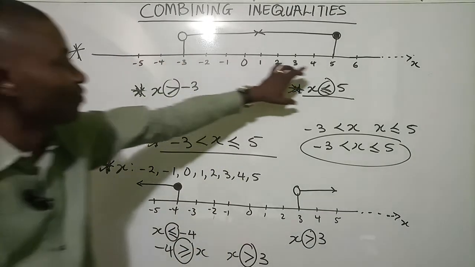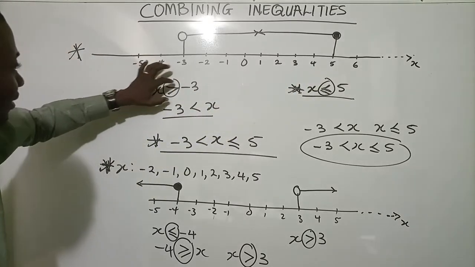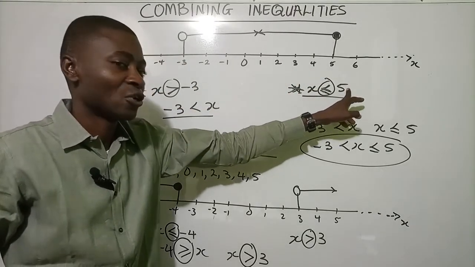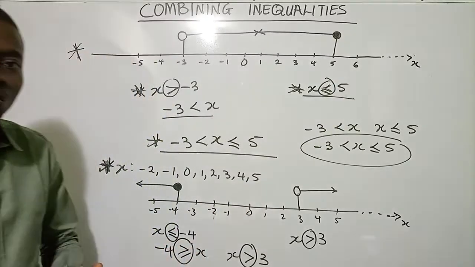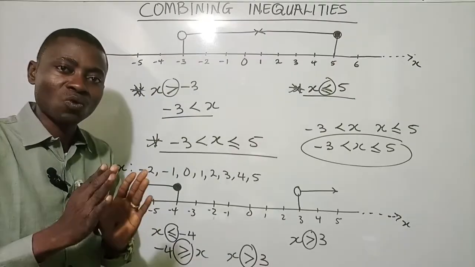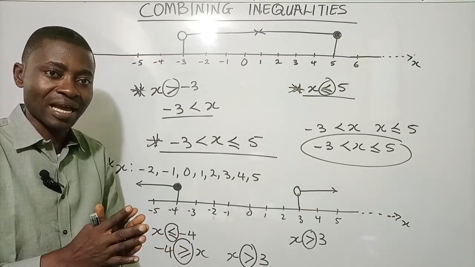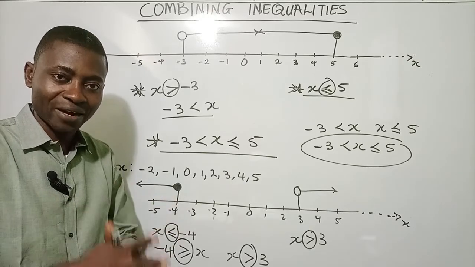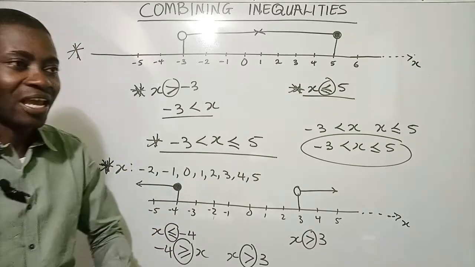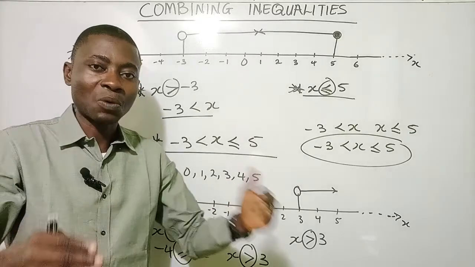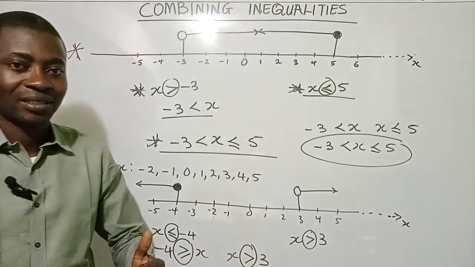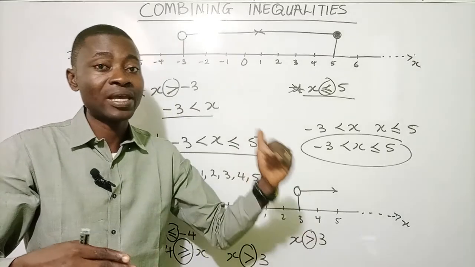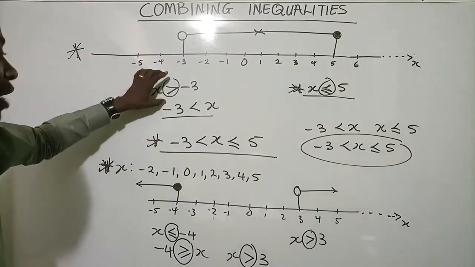Unlike what we are having here. Look at x is greater than -3, x is less than or equal to 5. So from this, what can we deduce? We can deduce that the only inequalities that can be joined together are inequalities that are in opposite direction. That means that if one is greater than, the other one will be less than. Is that clear? If one is greater than, the other one will be less than. Just like what we are seeing here.